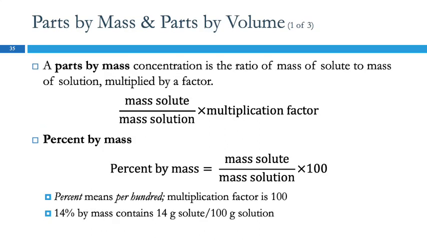Parts by mass, parts by volume. We're looking at the ratio of the solute to the solution and then multiplying by a factor. And we've used percentages before. When we have a 14% by mass solution, what that means is 14 grams of solute per 100 grams of solution. And so that's a really good conversion factor for a problem that's asking you how much stuff is in there.